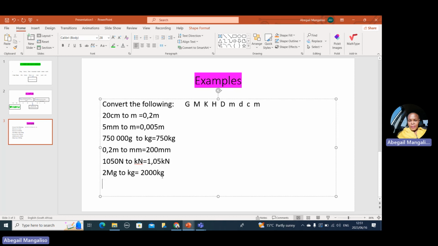And you need to remember, when the mass is given in tons, 1 ton is equivalent to 1,000 kilograms.